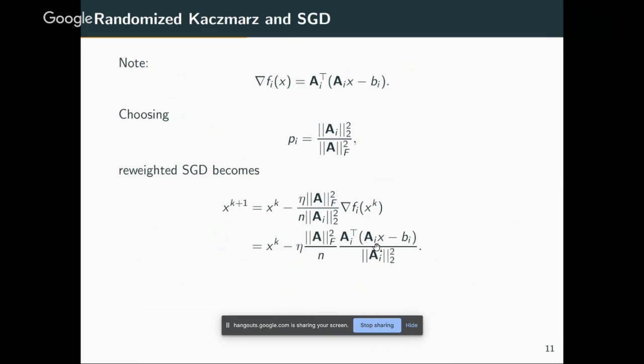Also of note, this A sub i is a row vector, x is a column vector, so this quantity here is a scalar. And so on some of the slides, depending on what we're looking at, it'll be convenient to write this A_i transpose on either side of this scalar value.